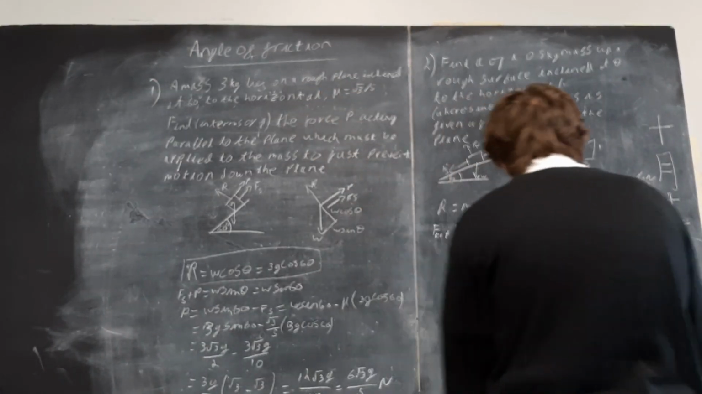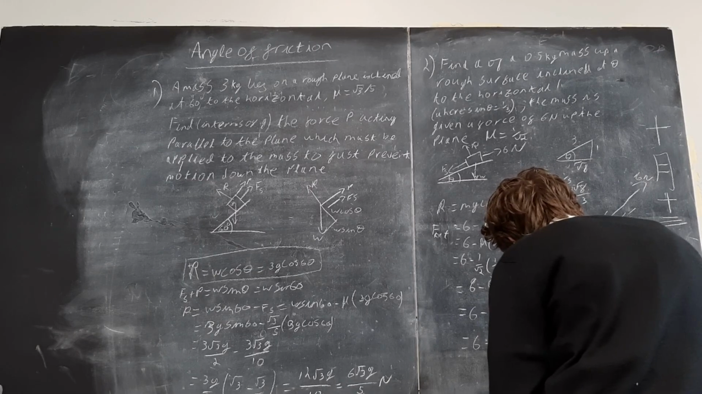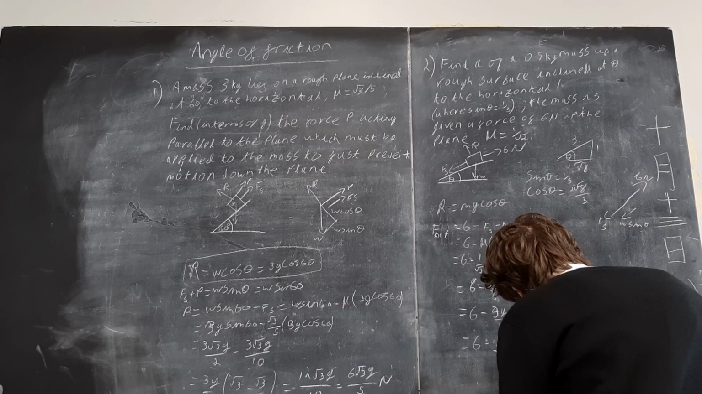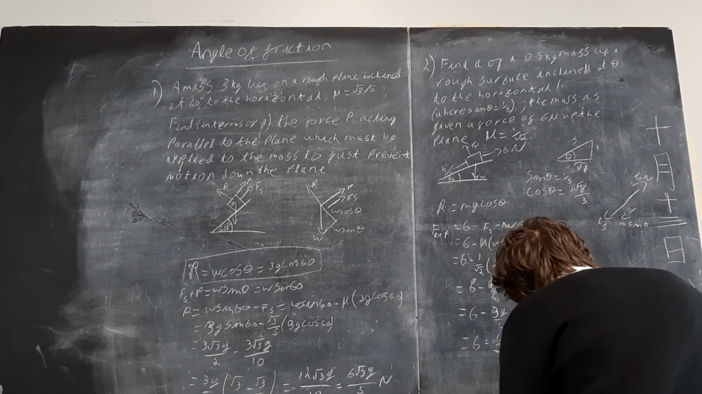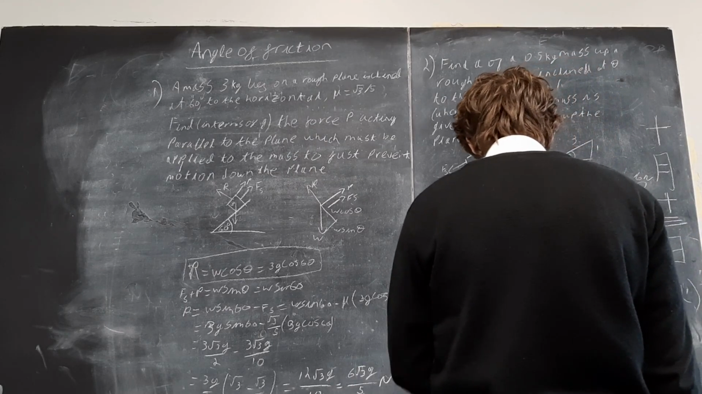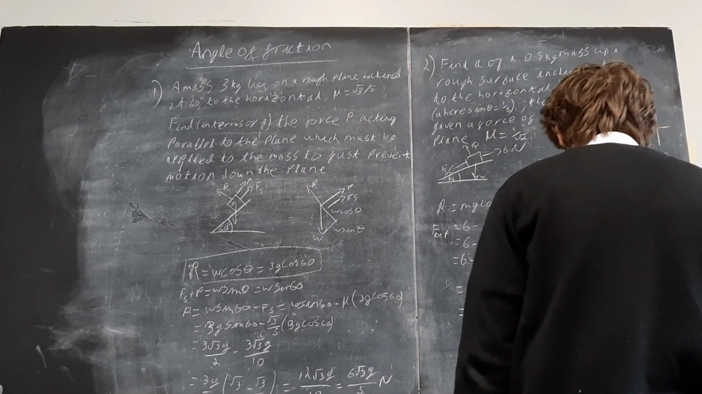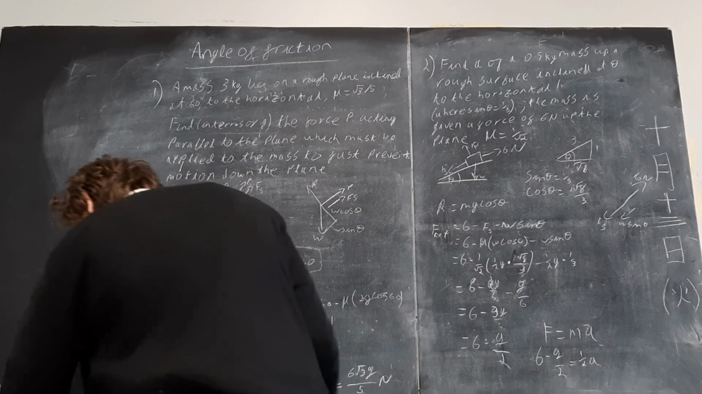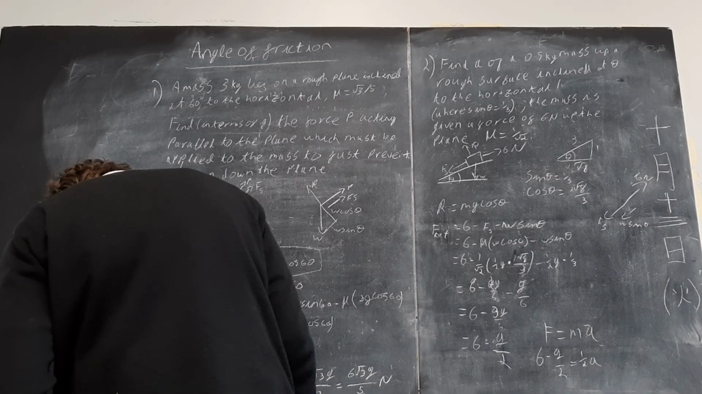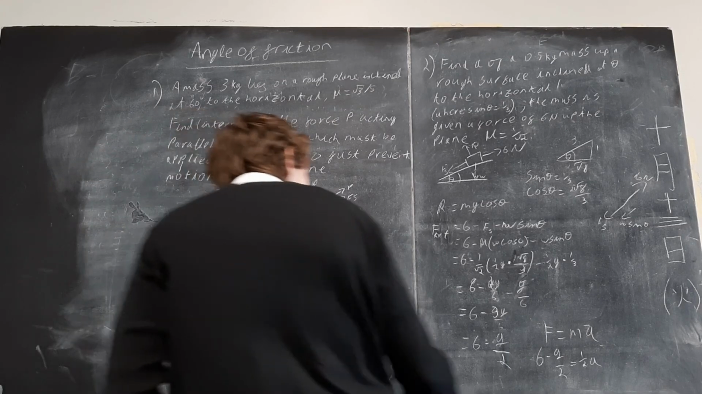Then we use F is equal to ma, so 6 take g over 2 is equal to a half a. 12 take g is equal to a.